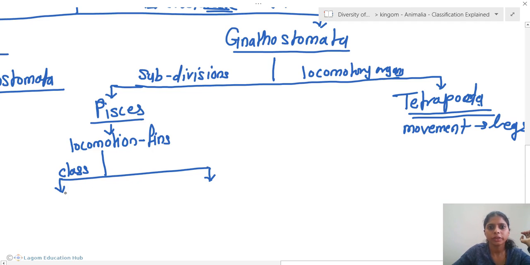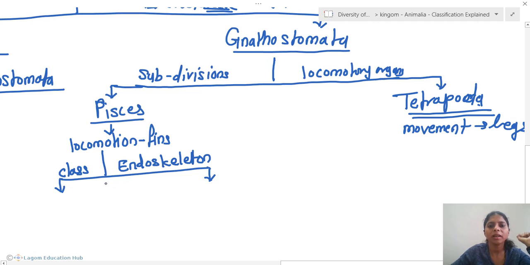Some kinds of fish have a cartilaginous endoskeleton. For example, shark. The whole shark skeleton is made up of cartilage. Other fish like mackerel and sardine have a bony endoskeleton, meaning their bones are made up of bony bones. So this classification basically depends on what type of endoskeleton they possess. Understanding? So there are 2 types of classes.